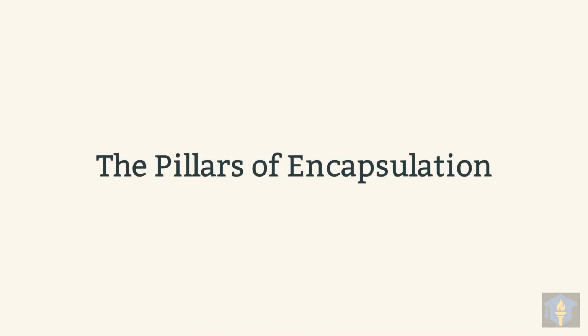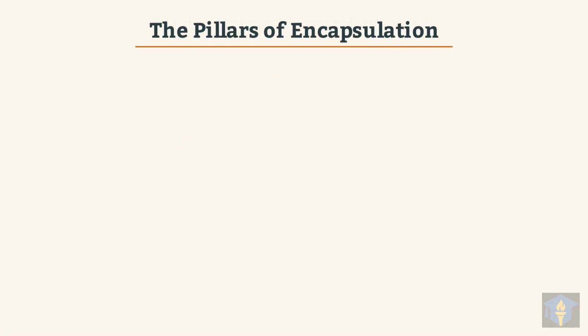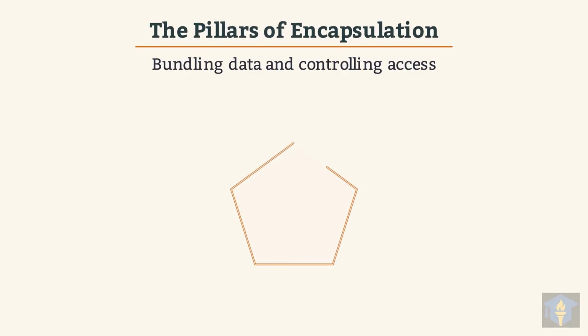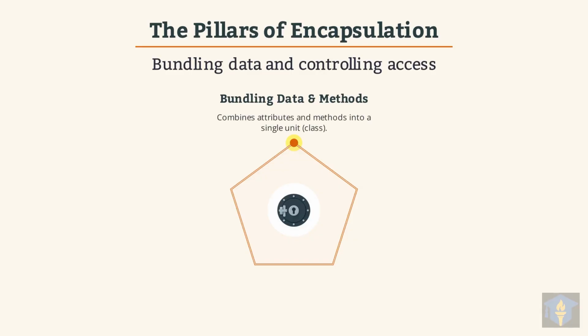Now, let's delve into the pillars of encapsulation, a fundamental principle in object-oriented programming. Encapsulation is all about bundling data and methods together, while strictly controlling access to that data. It combines an object's attributes and its associated methods into a single, cohesive unit, which we call a class. This means we group related data and the operations that act on that data together within a class.